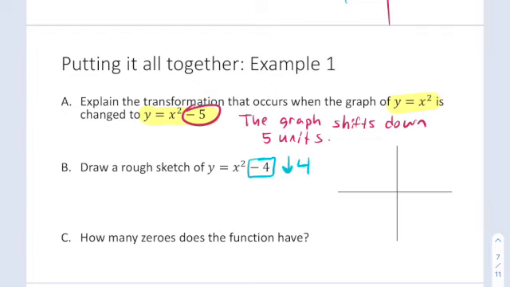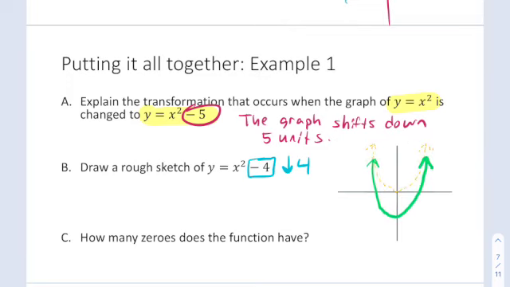Well, to draw a rough sketch, the first thing we're going to do is draw our parent function. I'm drawing this dotted so that it's clear that it's not part of the actual graph. Now I'm going to do a little notability trick here to make this an easier visual. I'm going to draw my final graph on top of y equals x squared and then show the shift happening. Since the graph is shifting down 4 units, I'm just going to take this original graph and shift it down.